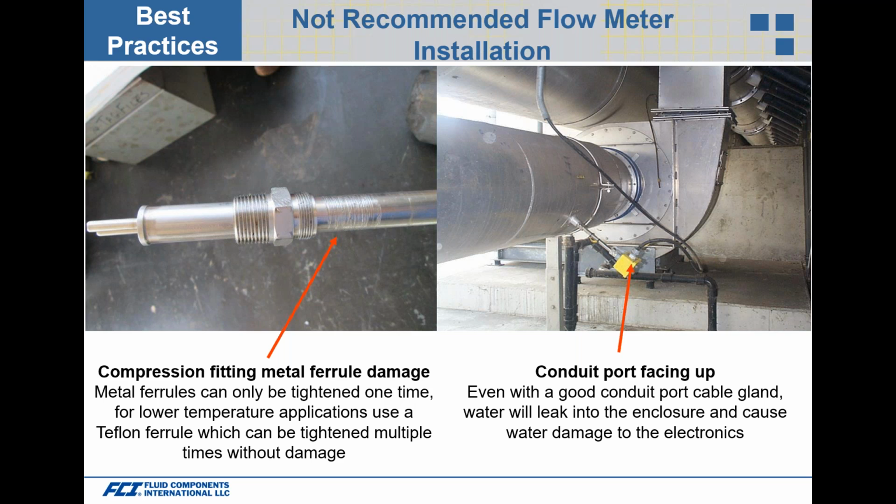And then the other one is, and I showed you this picture before because it was a great picture of an application with a blower and the water vapor, and they were collecting 20 liters of water an hour. But here it also shows an inadequate installation whereby the electrical conduit port, the cable gland, is facing up. This is something that you don't want to do because any kind of water will leak through that cable gland. You can have the best cable gland out there and you still can get water damage to the flow probe electronics.